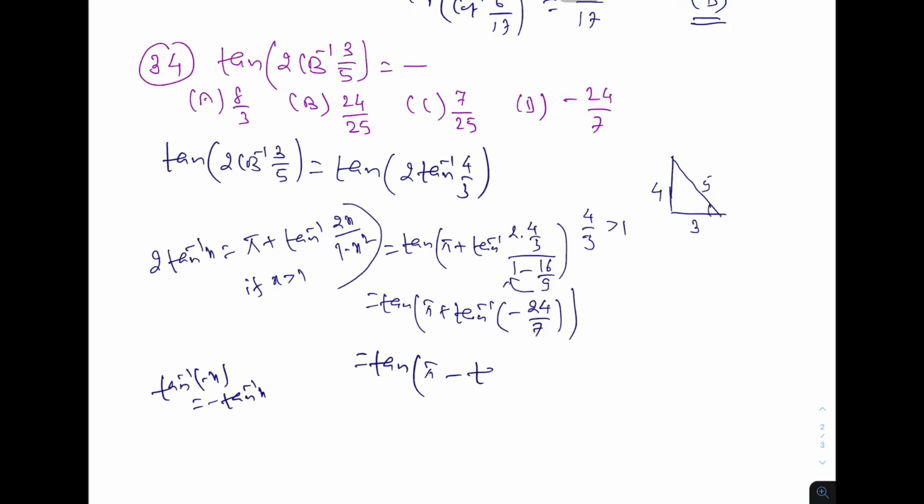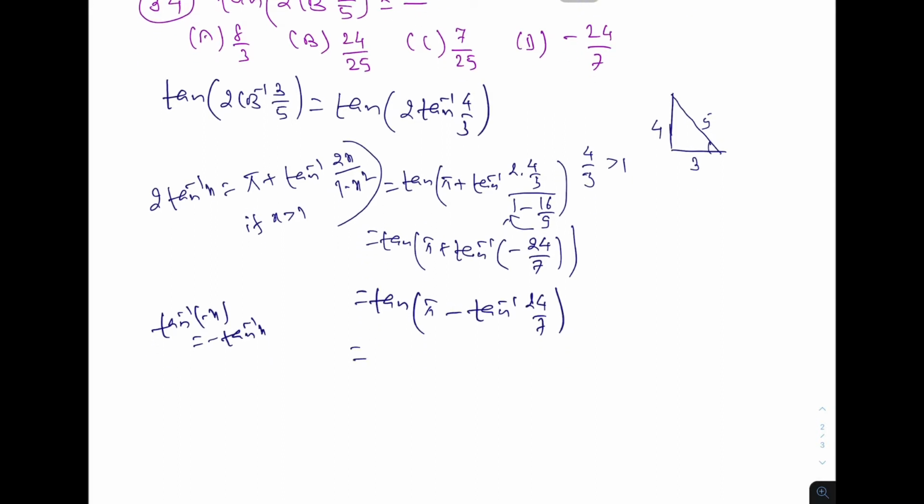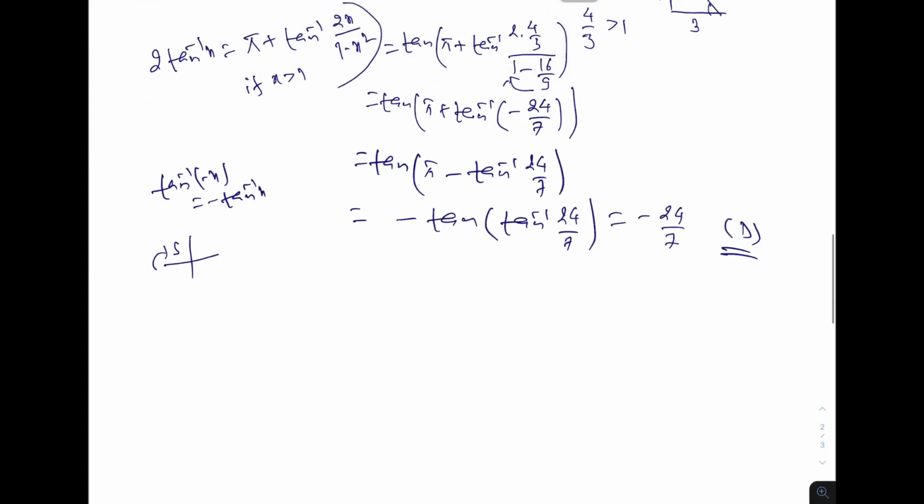So this is pi minus tan inverse 24 by 7, and so tan of pi minus theta, so that is minus tan of tan inverse 24 by 7. So answer is minus 24 by 7. So this D option is there. Okay, let us take one more.